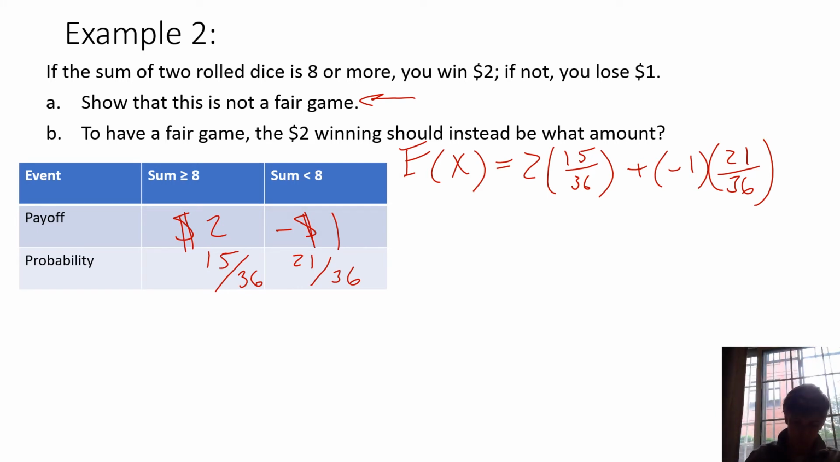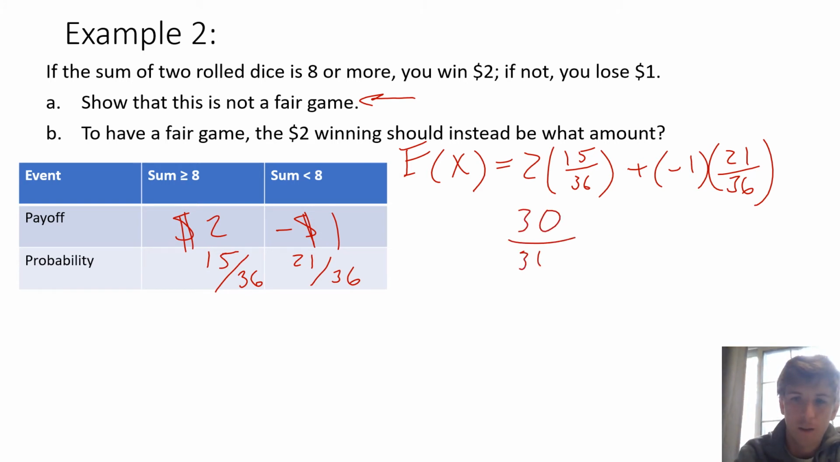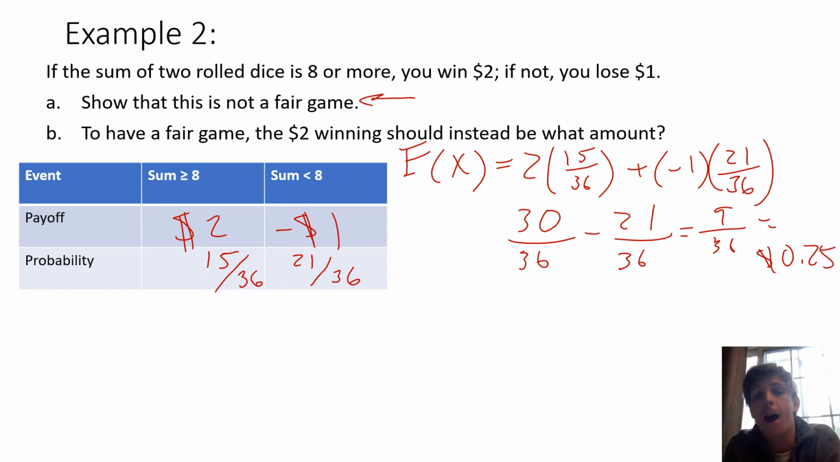All right, cool. So what is this? We have 30 over 36 minus 21 over 36, which equals 9 over 36, which is just 1/4, or 25 cents. Okay, so it's not a fair game because the expected value is not 0. It's 25 cents.